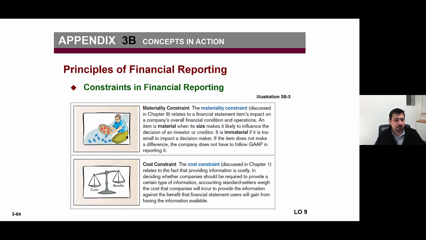On the other hand, the cost constraint talks about the cost benefit of adding more information. Well, of course, the more information, the higher the transparency. But at a certain point, the costs would largely outweigh the benefits of added information, and the cost to the companies might be very, very high, while the benefits to the users might not be that important or material.